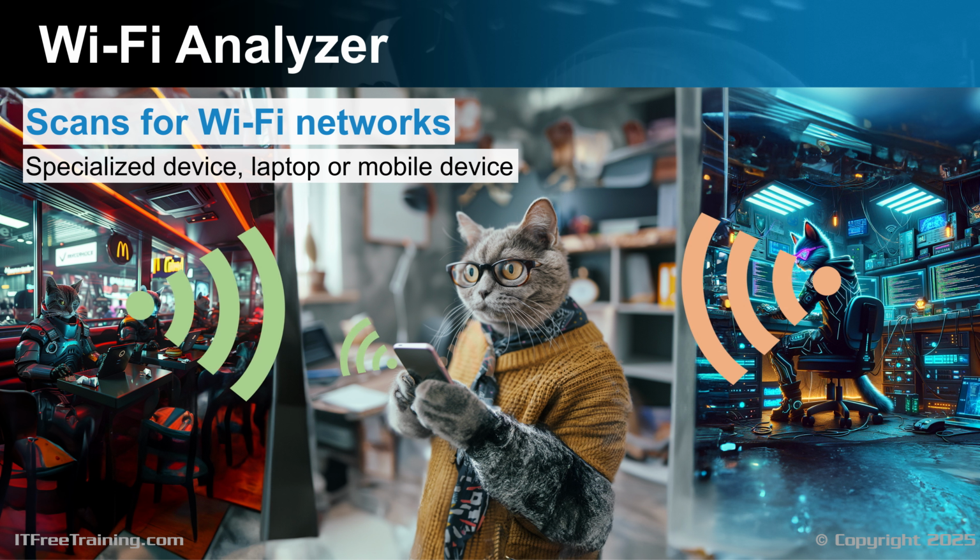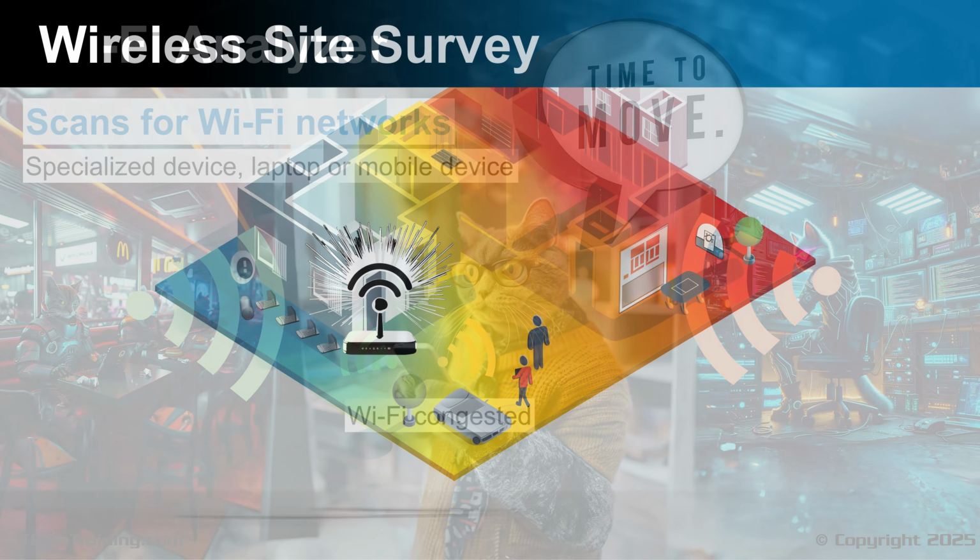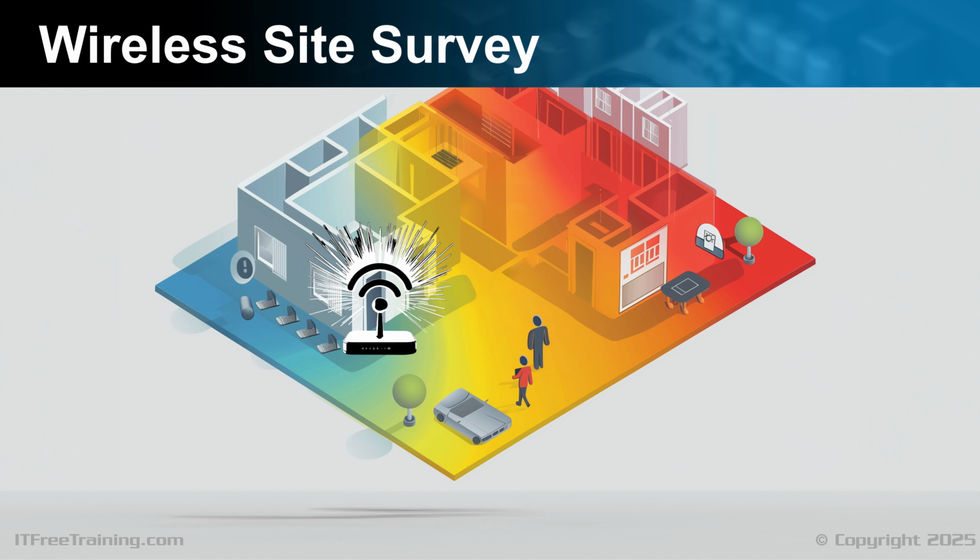A Wi-Fi analyzer scans for Wi-Fi networks and tells you things such as what other Wi-Fi networks are in range, signal strength, and how congested the Wi-Fi network is. Given this information, you will be able to make decisions about what you can do to improve your Wi-Fi network. In order to find out where the problems on your wireless network are, you may want to conduct or pay someone to do a wireless site survey.